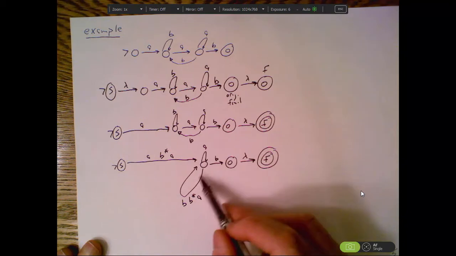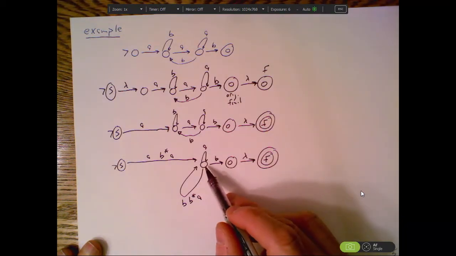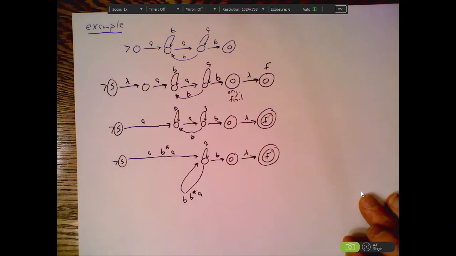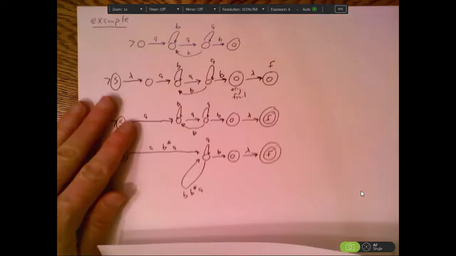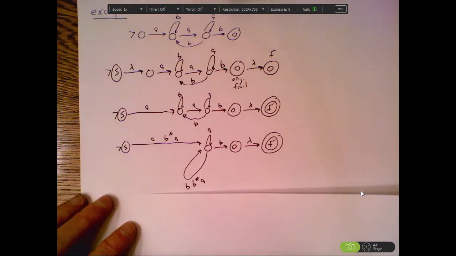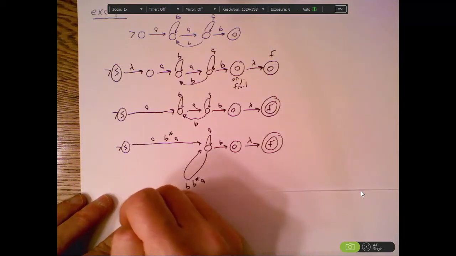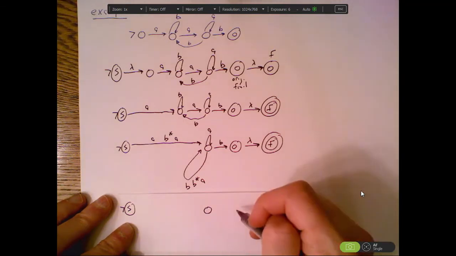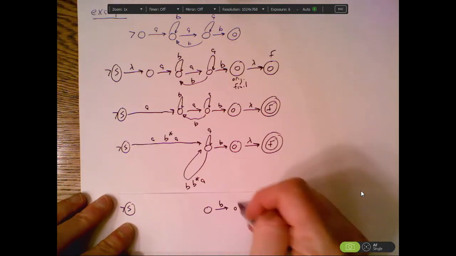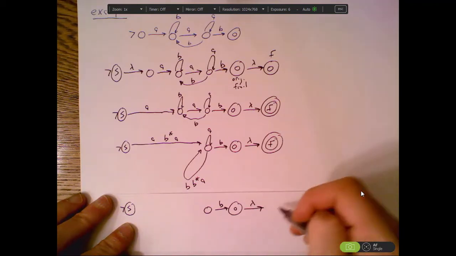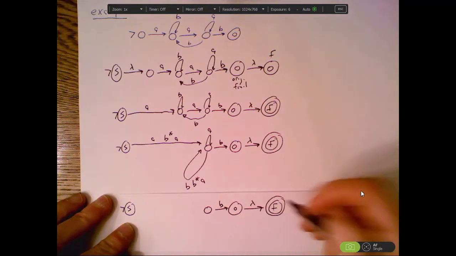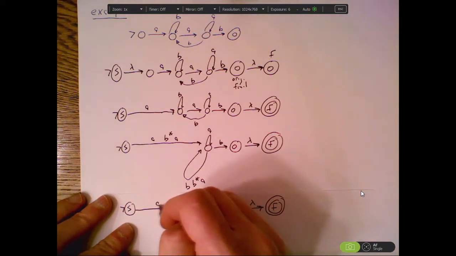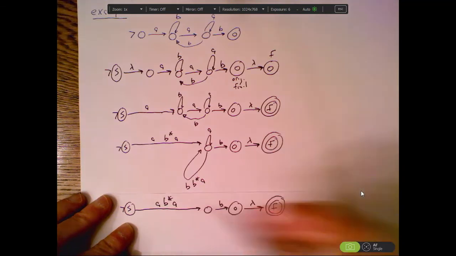But now I've got two arcs that go to the same node, so I can bring those together. So I'm going to go to another sheet of paper at this point. Because now I've got the start state over here. I've got the state B going to the original final state, a lambda arc connecting the original final state to my new final state. And I've got this big arc here that's going to be the same, A, B star, A.